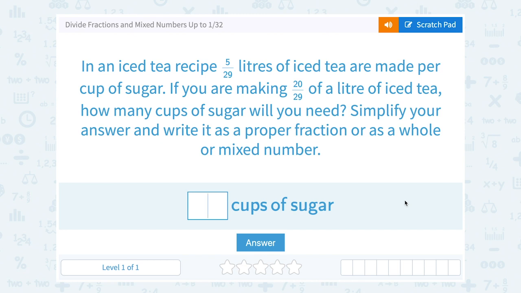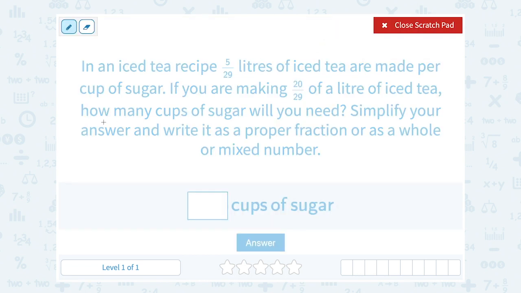Let's take a look at how to divide fractions and mixed numbers up to 1/32. In an iced tea recipe, 5/29 liters of iced tea are made per cup of sugar. If you're making 20/29 of a liter of iced tea, how many cups of sugar will you need?